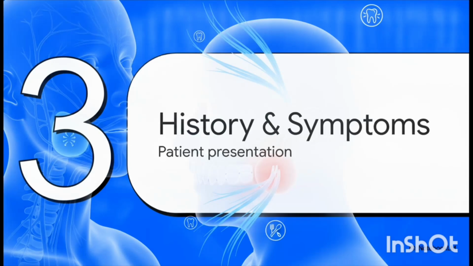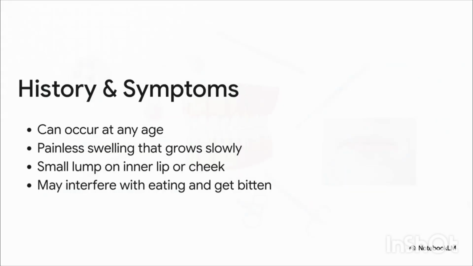Which brings us to Section 3, patient history and symptoms. So, moving from the structural cause to the patient's actual perspective, what are they going to tell you when they walk into your clinic? The classic presentation here is super distinct, so you'll want to memorize this. First off, age doesn't matter. This can happen at literally any age. The main complaint you'll hear is usually about a, quote, small lump on the inner side of their lip or cheek. They're going to tell you it's a painless swelling and that it's been growing pretty slowly over time. Crucially, though, because of where it is, it gets in the way. They'll often complain that it interferes with eating or that they just accidentally keep biting it.